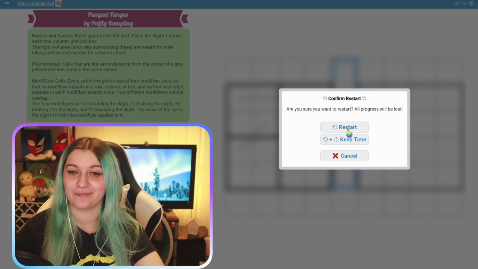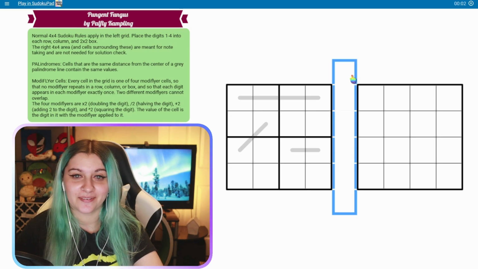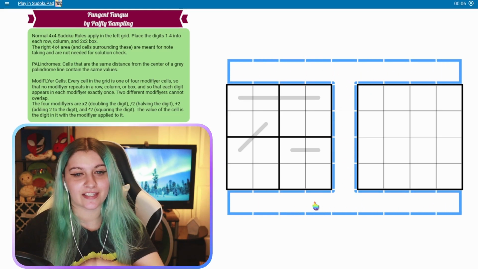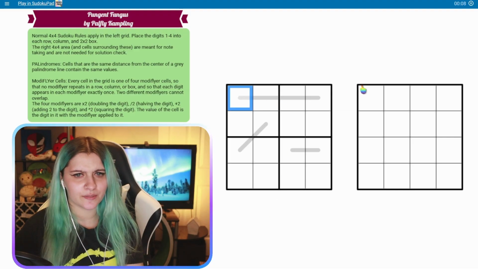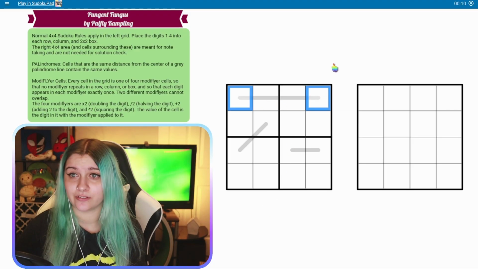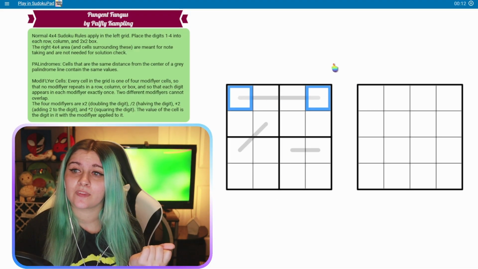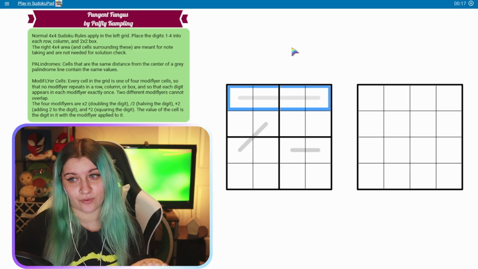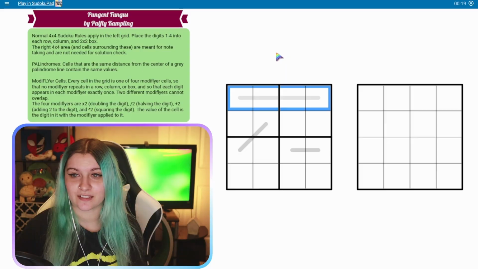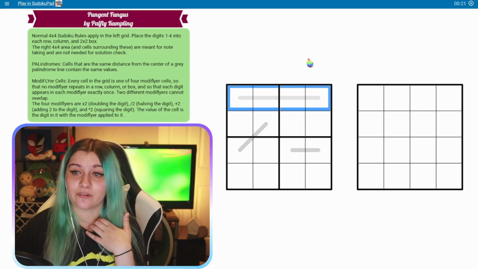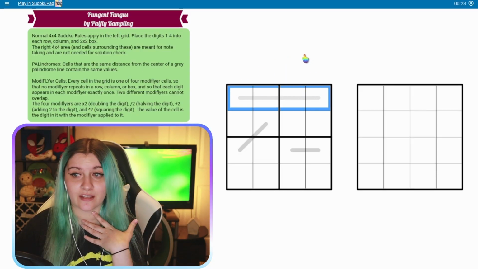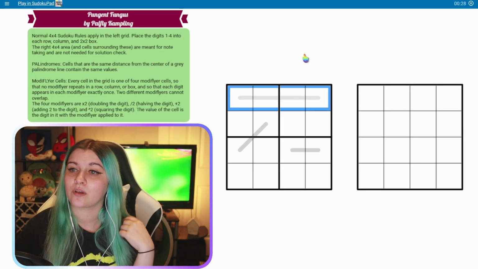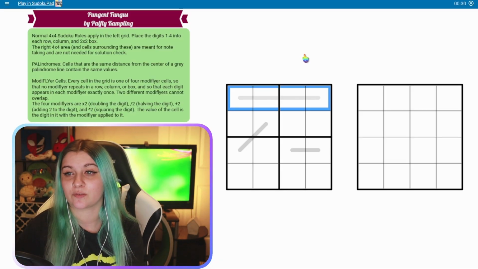Yeah, it'll be cool. How do we want to solve this today? I like these outside cells. That's neat. Okay, so I need these two to have the same value, and if I'm using the digits 1 through 4, there's only certain ways that's going to work. I'm also using different modifier cells here. Every cell in the grid is one of 4 modifier cells, so that no modifier repeats in a row, column, or box, and so that each digit appears in each modifier exactly once.